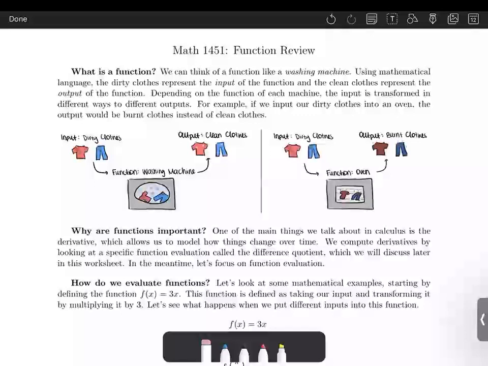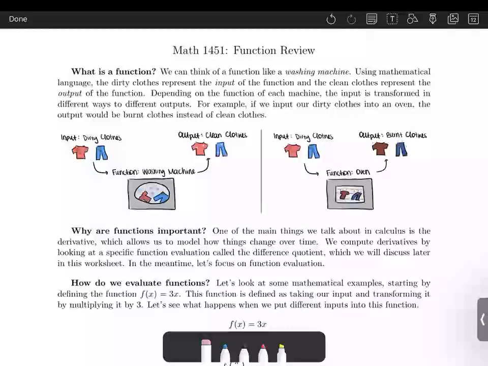Let's think about one of the machines in a standard household, a washing machine. The function of a washing machine is to clean clothes. So we input dirty clothes into the washing machine and we output clean clothes. You can see that here in the picture on the left, right? The function of the washing machine is to wash clothes.